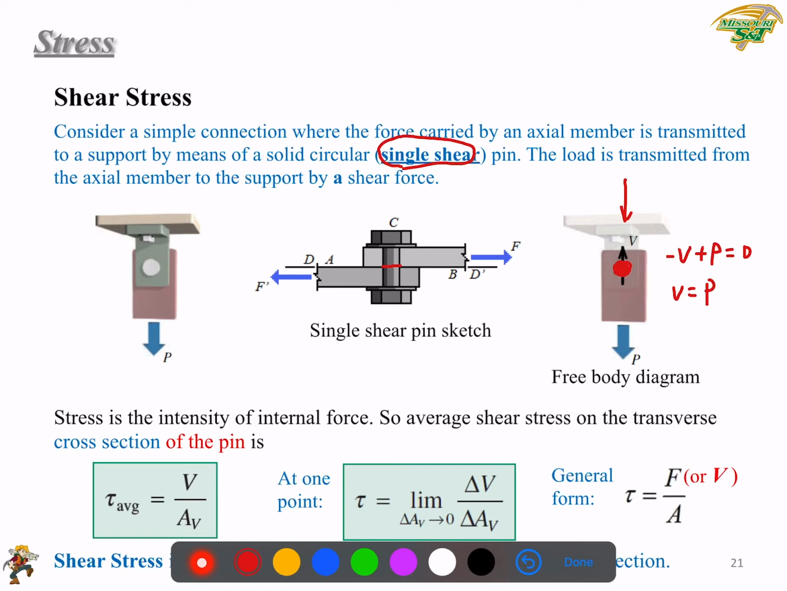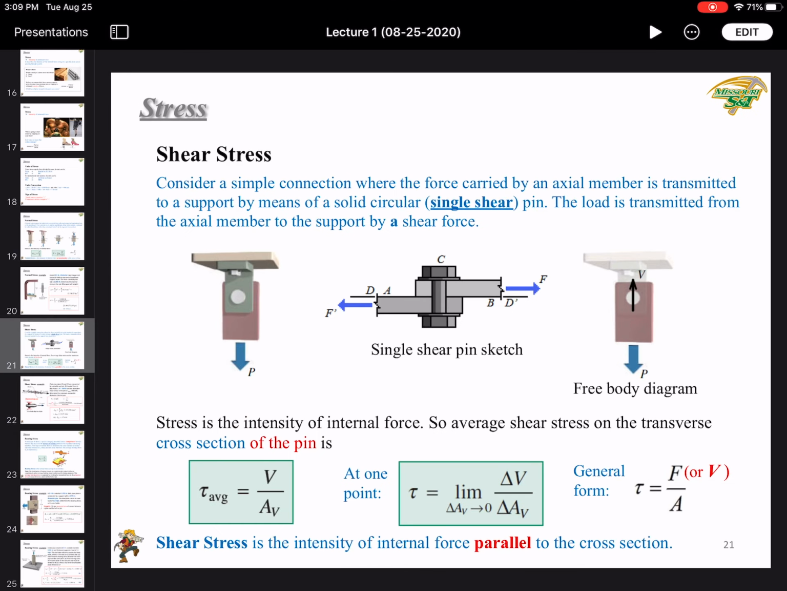Okay. So it can be calculated by the first equation, the average shear stress, and we use tau to denote shear stress. And we use sigma to denote normal stress. So tau average equals the internal shear force V over the cross-section area, A_V. More strictly speaking, the equation to calculate the stress should be this one.